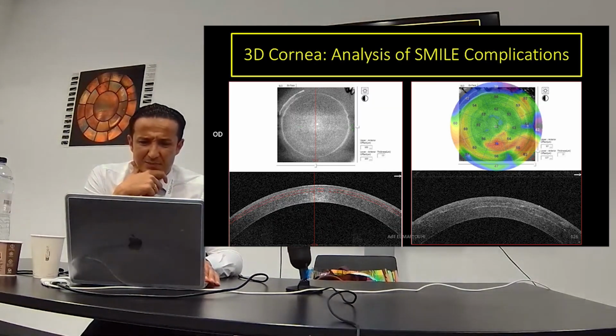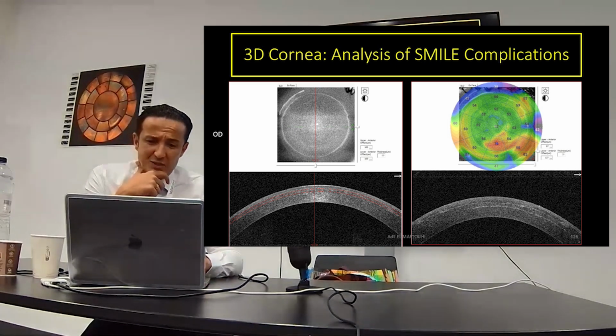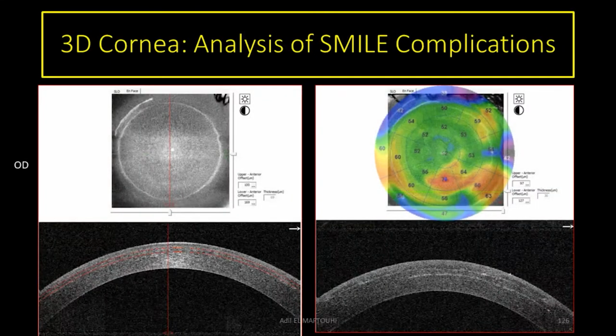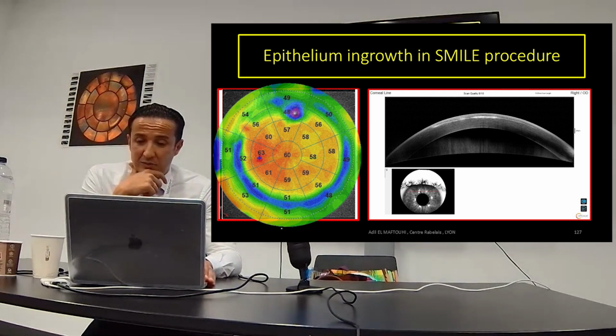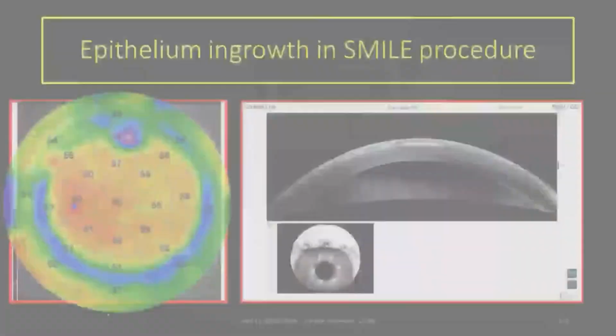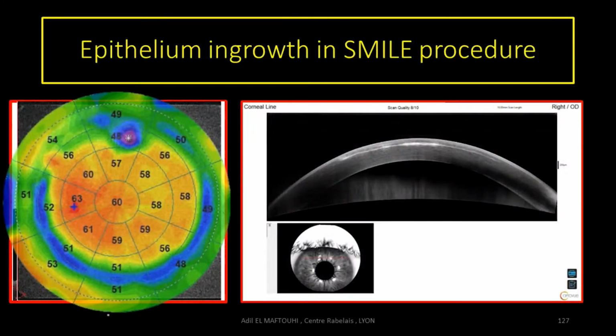And look, the epithelial mapping. The epithelial mapping changes also with the scar, with the stroma. Epithelial mapping can change due to the curvature changes also. Another case of epithelium ingrowth in the SMILE procedure. And look here, you can see the epithelium ingrowth with the en face OCT. You can make a correlation with the epithelium mapping and look at the area of epithelium ingrowth. You observe epithelium thinning in this area.